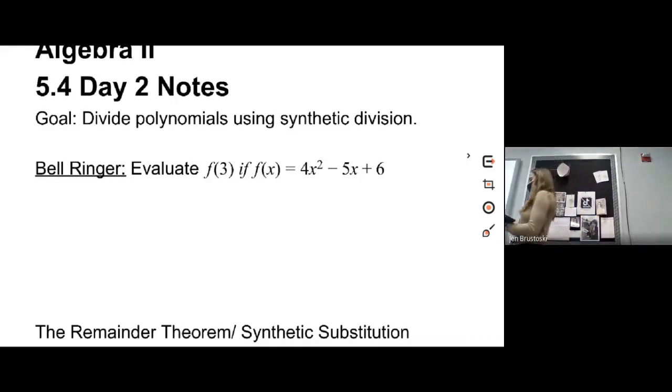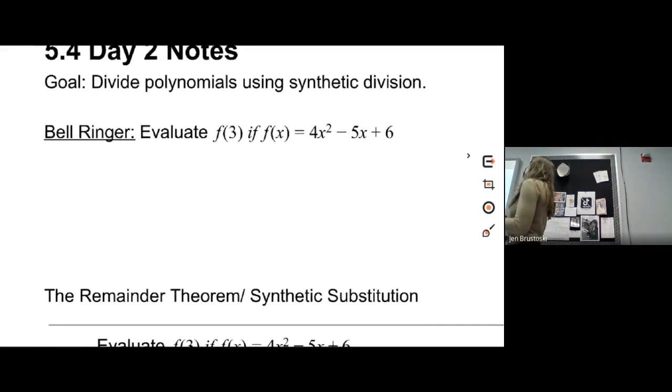Okay. So we want to evaluate f of 3 if f of x is equal to 4x squared minus 5x plus 6. The way that we're going to do that is we're going to take 3 and plug it in for every single x. So f of 3 is equal to 4 times 3 squared minus 5 times 3 plus 6.